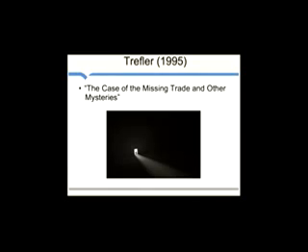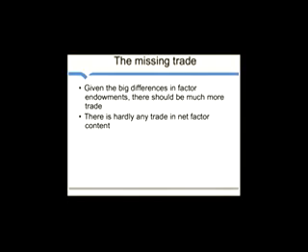Further empirical problems for the Heckscher-Ohlin theorem came out of a 1995 paper by Trefler called The Case of the Missing Trade and Other Mysteries. The missing trade puzzle is this. Given that there are big differences in factor endowments across countries, we should in fact expect to see much more trade than what we actually observe. Furthermore, the trade we do see on net doesn't actually send much embodied capital to the labor-intensive countries or much embodied labor to the capital-intensive countries. So there's hardly any trade in net factor content.